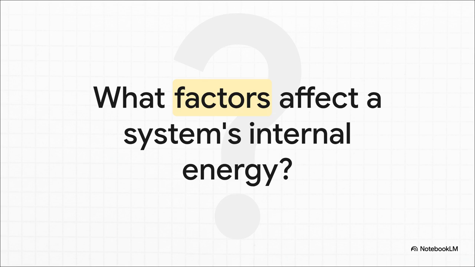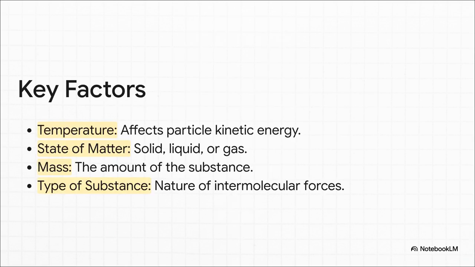Okay, next question. What are the big things that control how much internal energy a system has? What factors does it depend on? There are 4 big ones. First, temperature. Hotter means faster particles, so more kinetic energy. Easy enough. Second, state of matter. As we saw, gases have more energy than liquids, and liquids more than solids because of that potential energy difference.